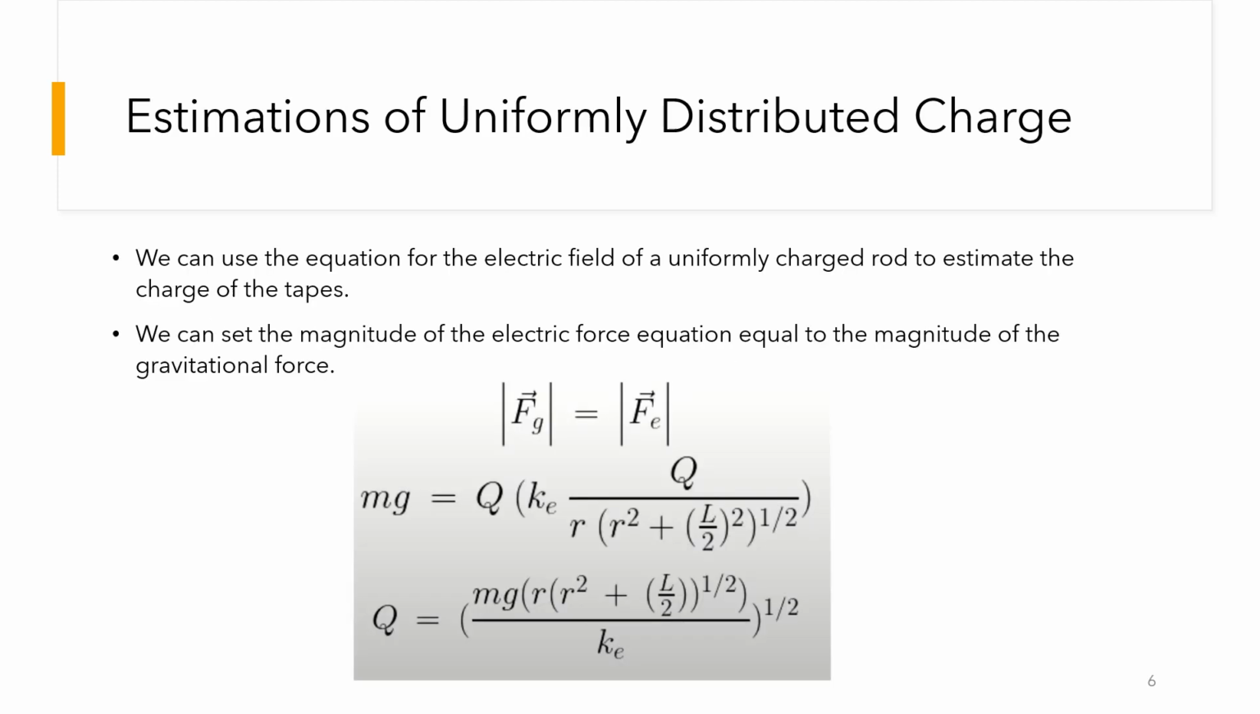So for the estimation of the uniformly distributed charge, we can use the equation for the electric field of a uniformly charged rod to estimate the charge of the tapes. We can set the magnitude of the electric force equal to the magnitude of the gravitational force. Shown below is the equation where you're setting these equal to each other and solving for Q, and the bottom is solving for Q.